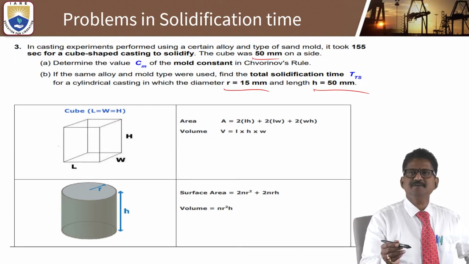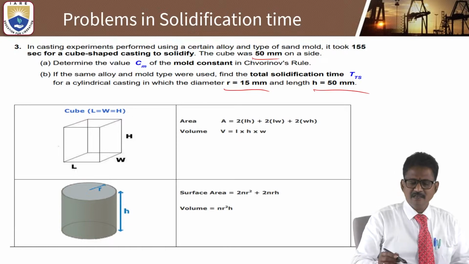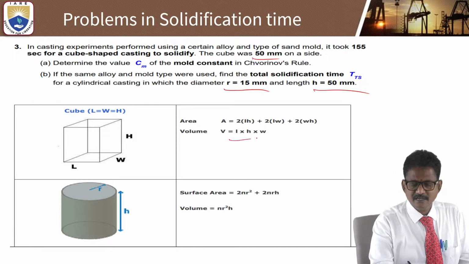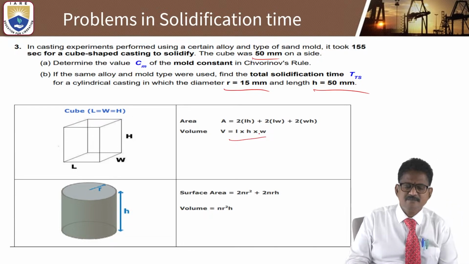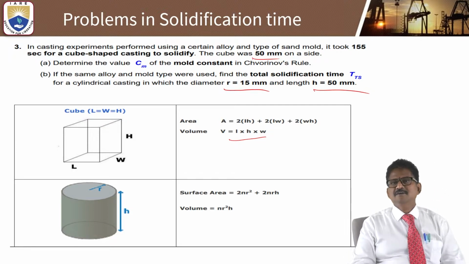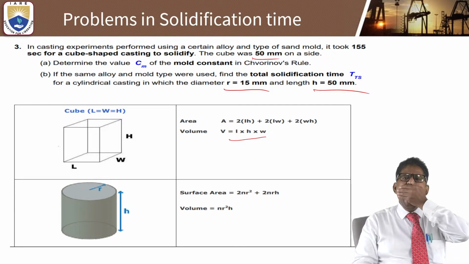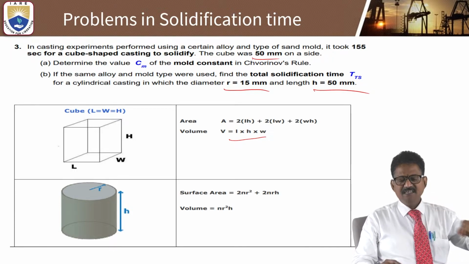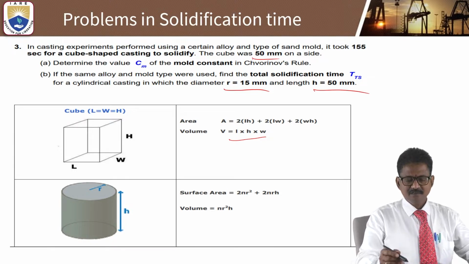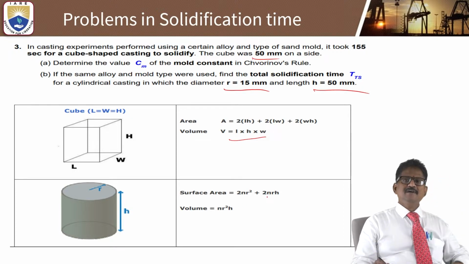Okay, the volume is L into H into W, where the surface area is 2 into LH plus H into L plus 2 into W H.